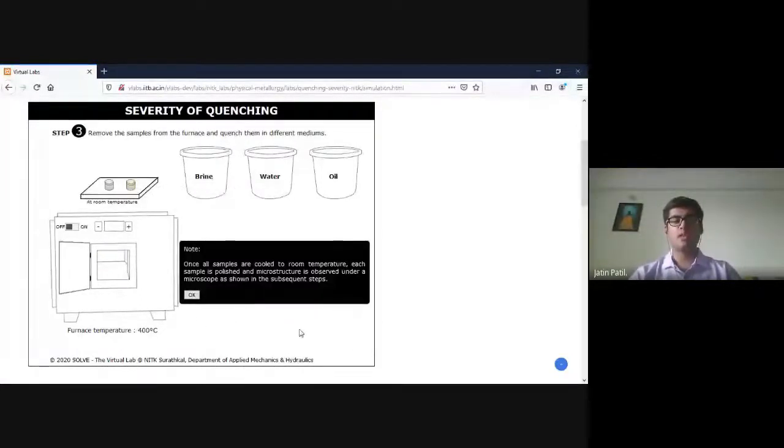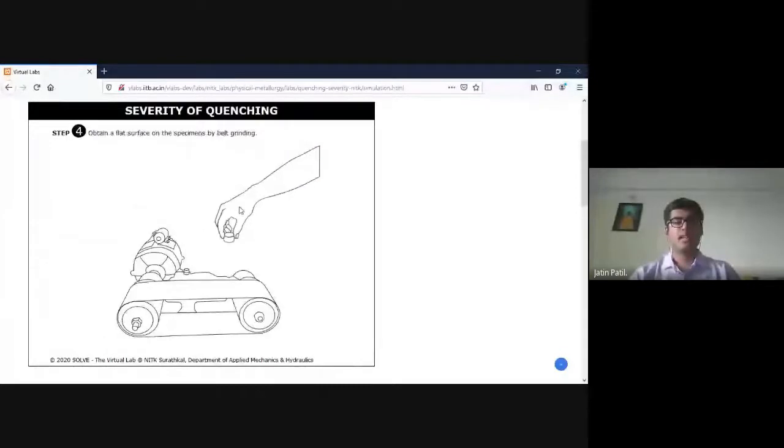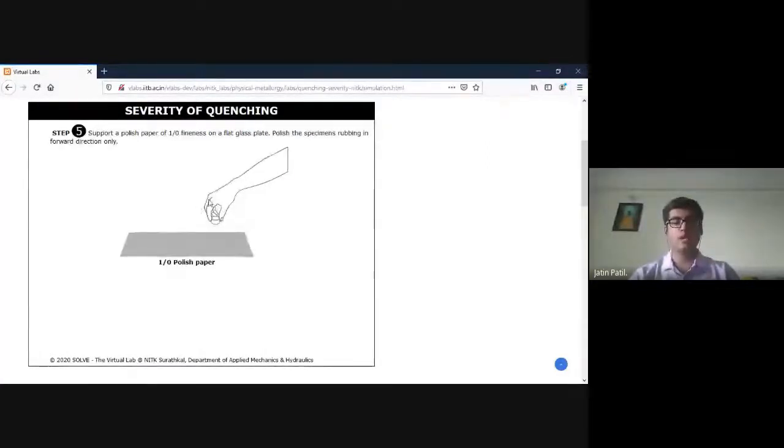Once all the samples are cooled to room temperature, we need to polish and then observe the microstructure, followed by getting their hardness values. As mentioned earlier, for uniform austenization, we austenize for 30 minutes. This has been depicted in earlier experiments as well. We belt grind the sample to get rid of the major scratches, followed by polishing. We start with 1/0 polishing paper, then 2/0, 3/0, followed by the 4/0 polishing paper.